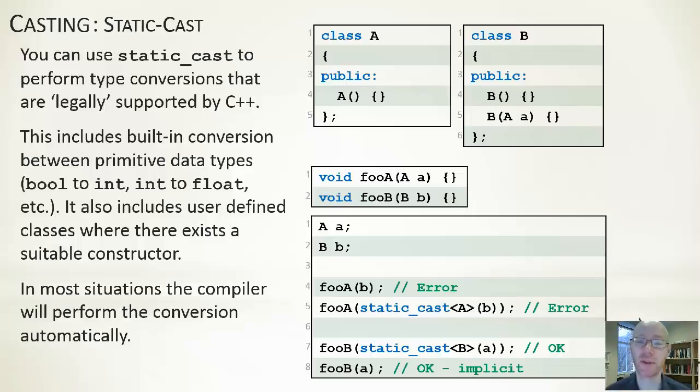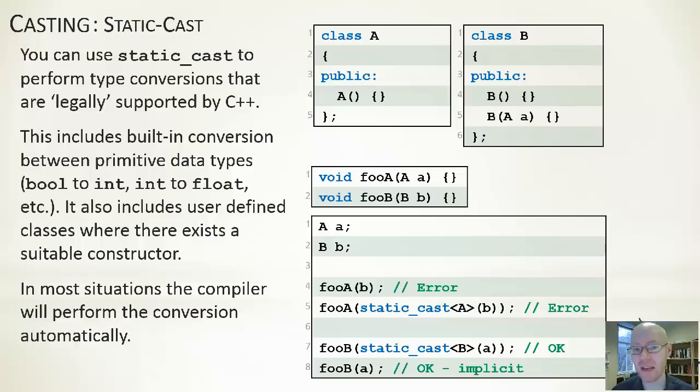In lines 1 and 2 we're declaring an instance of A and B. So far so good. And in line 4 we are going to call foo A. Foo A accepts an instance of A, and we're trying to pass in a B. And the compiler will go, no, foo A accepts an A, you're trying to give me a B, that doesn't work. That'll be a compilation error.